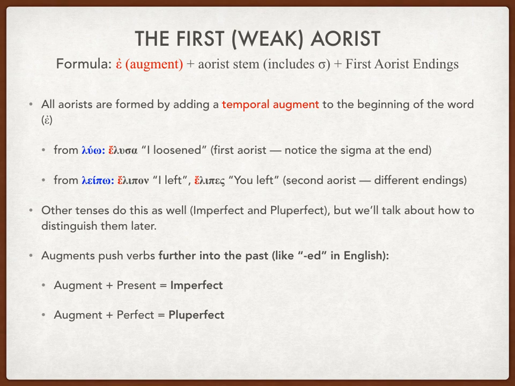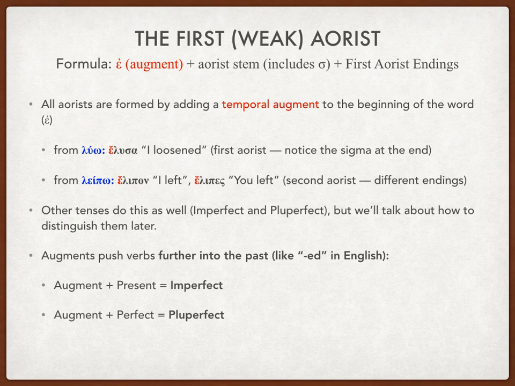It's one of the easiest things to recognize and translate in ancient Greek because it's so distinctive in its sound and its spelling. The first weak aorist is formed by a pretty simple formula. It starts off just like the strong aorist with this temporal augment epsilon to say that it is in past time, followed by an aorist stem, which is basically the present stem of the verb, followed by sigma, and then a new set of endings that we'll call the first aorist endings. You're going to have some new endings that you need to learn for the first aorist that are distinct and different from the second aorist.